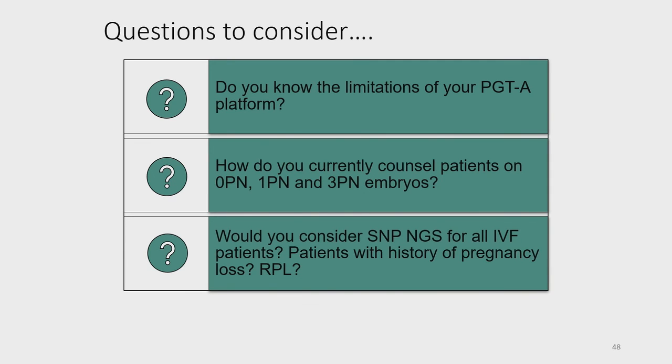really, if you do discard your 0, 1, and 3PN embryos, perhaps it's time to reconsider and maybe culture those embryos out to blastocyst, test them with the SNP NGS platform, and potentially you'll find that you have more transferable embryos to use. So again, our goal with PGT is to improve live birth rates and have more confidence in the results, and I think that the SNP NGS platform gets us one step closer to that.